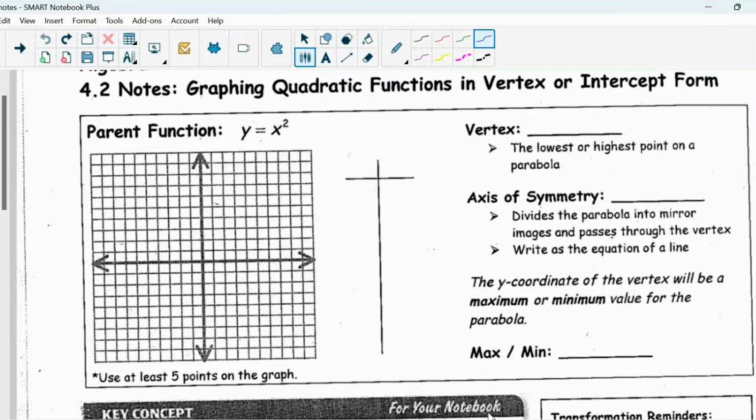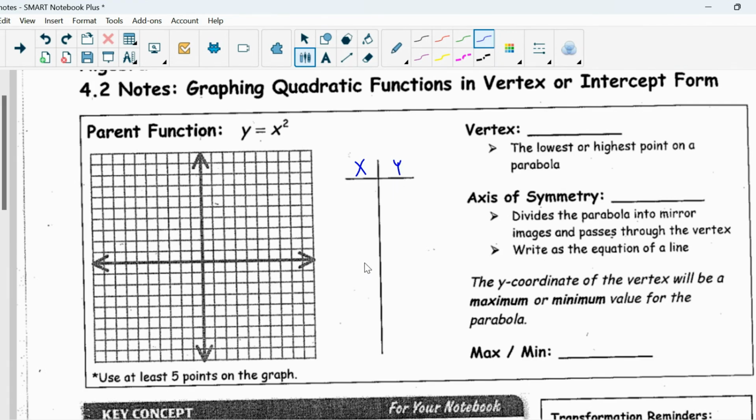Quadratic functions in both vertex and intercept form. So with quadratic functions, we have our parent function, y equals x squared. So let's start by creating a table and graphing this. So we have our input values x and our output values of y.